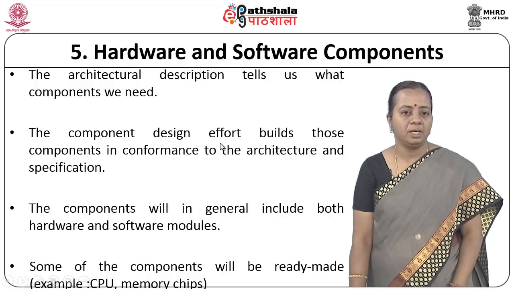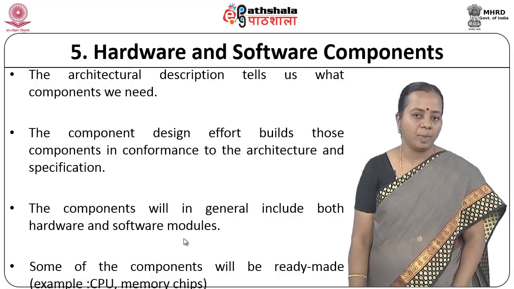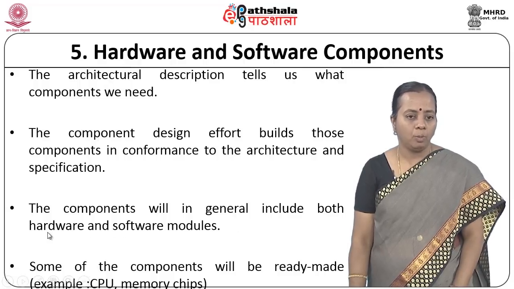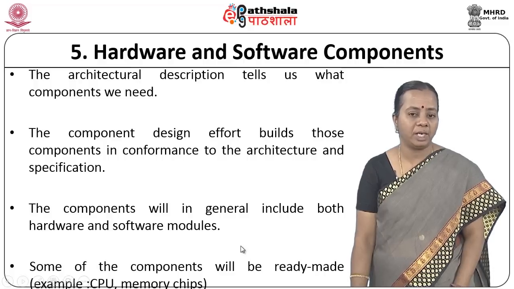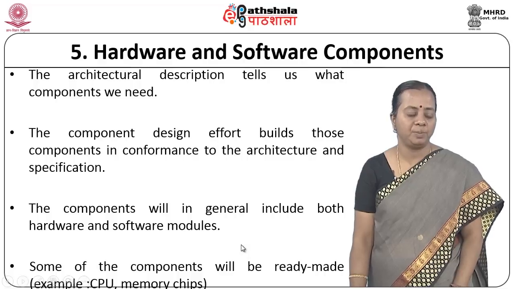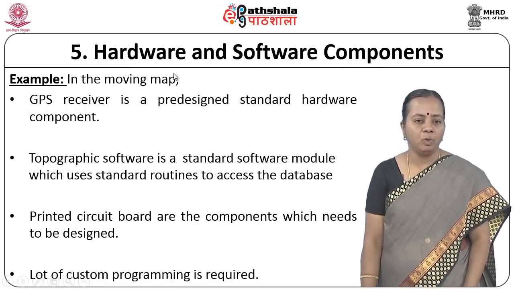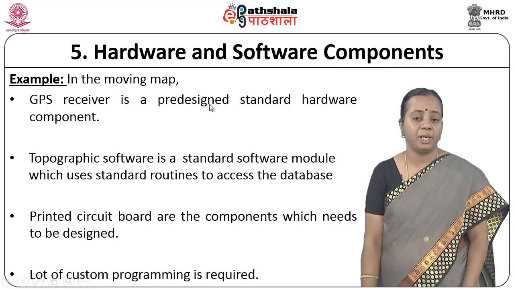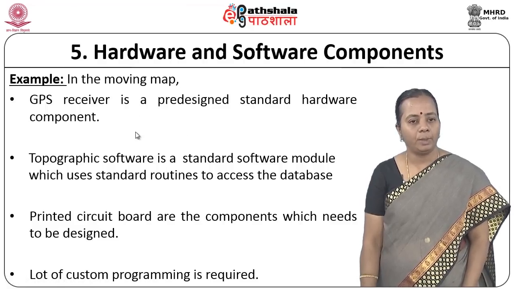The component design effort builds those components in conformance to the architecture as well as the specification. The components will in general include both hardware and software models. So when you are talking about the components of a system, it means both hardware as well as software. Some of the components we can buy ready made, for example the CPU, the processor or memory chips. In the moving map, the GPS receiver is a pre-designed standard hardware component. We need not build the GPS receiver because it is available; we will buy it directly.